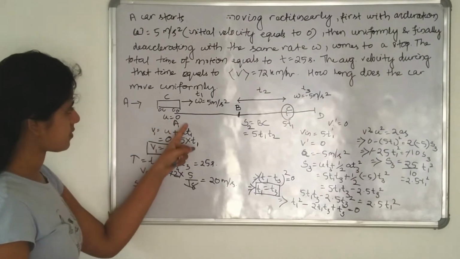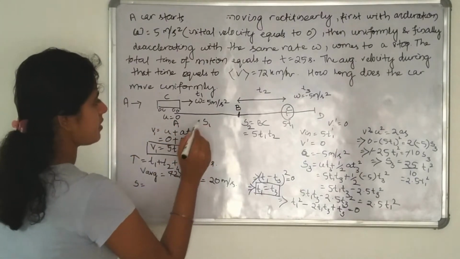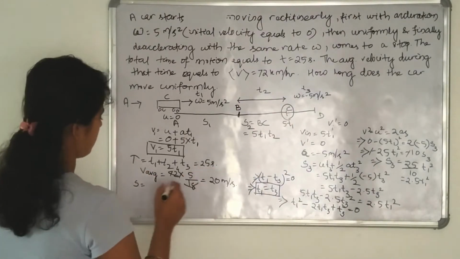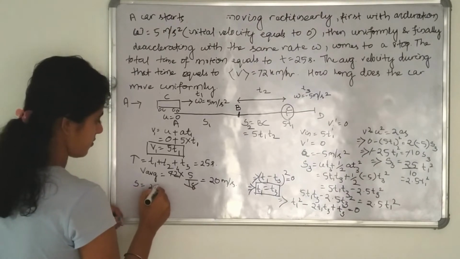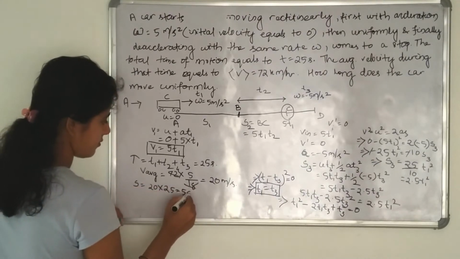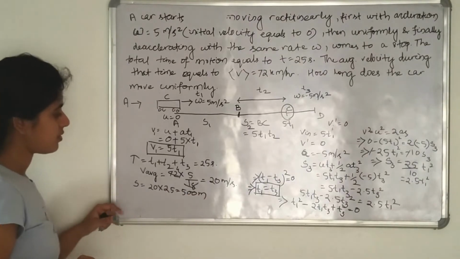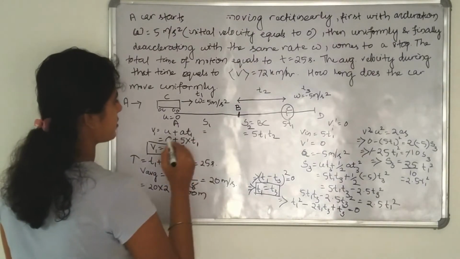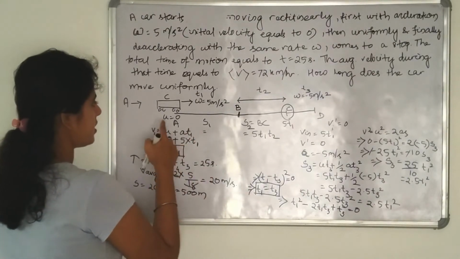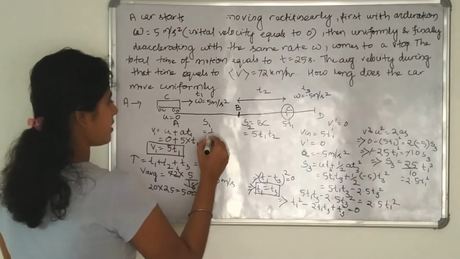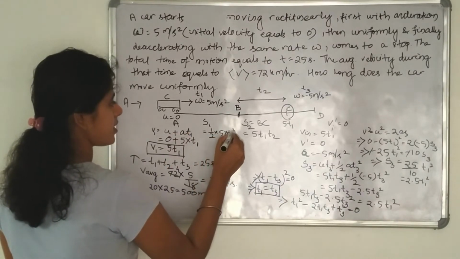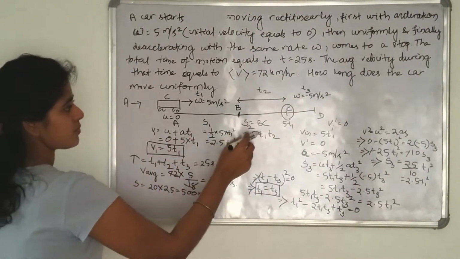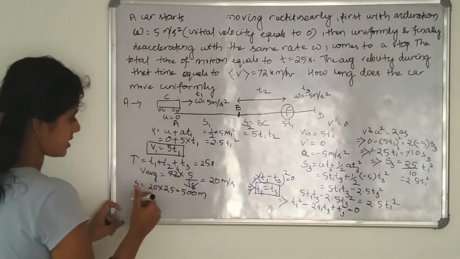This is S1, the distance from A to B. This is B to C, the S2 distance, and from C to D, the S3 distance. So the total distance covered is equal to 20 into 25, which is 500 meter. Here we can easily calculate S1. S1 is equal to ut plus half at square. U is equal to 0, so plus half at square, half into 5 into T1 square, which is 2.5 T1 square. So S1 plus S2 plus S3 is equal to this total distance S.